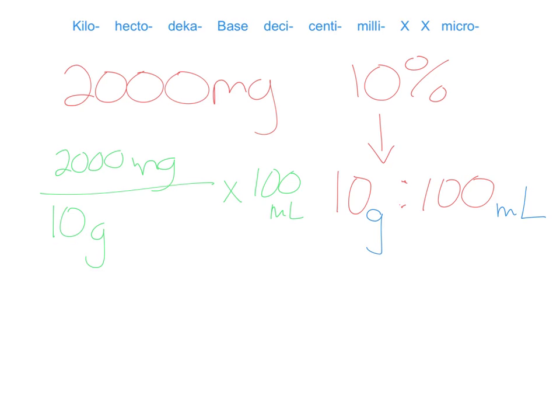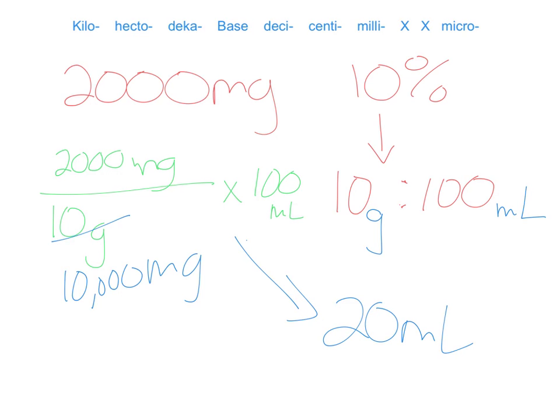But once again, D and H do not match. We need to make sure that they do. So I'm going to go ahead and convert my bottom number. I'll convert grams to milligrams. So remember, up on my metric chart, base to milli is 3 places to the right. So moving that 3 places to the right would change this to 10,000. Now D and H are both in milligrams, so I can go ahead and finish this out. 2,000 divided by 10,000 is 0.2 times 100 of our quantity there would be 20. So this person is going to take 20 milliliters of whatever this particular drug is.